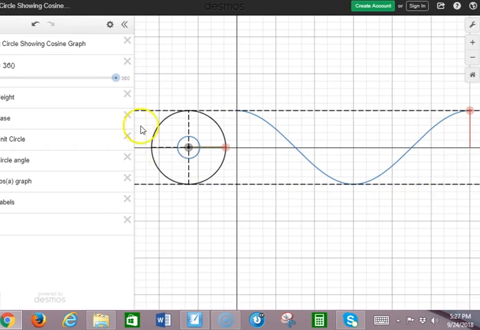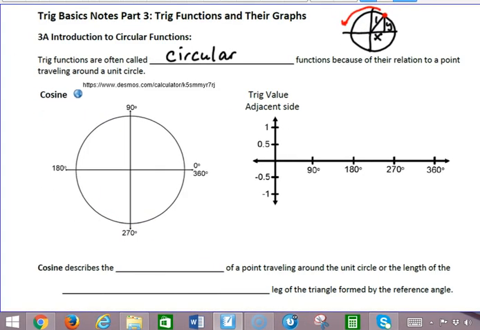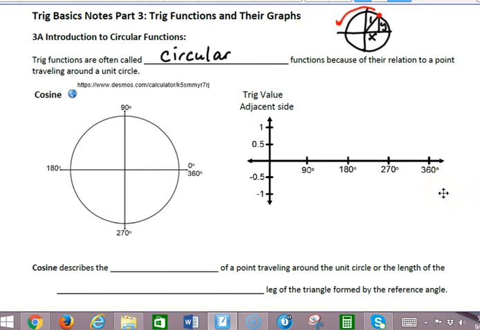Now let's put this on paper on our notes. So on our notes, we started out with the adjacent side at 0 being equal to 1. So on our graph here, that would be this point right here, 1 in the y direction. Now we know that the cosine values are positive in quadrants 1 and 4 because the adjacent side is positive. And they are negative in quadrants 2 and 3 because the adjacent side is negative. So we're at -1 at 180. So I'm going to put that point down here, -1. And then when we get back around to 360, we're back up to +1. So I'll put that back up here.